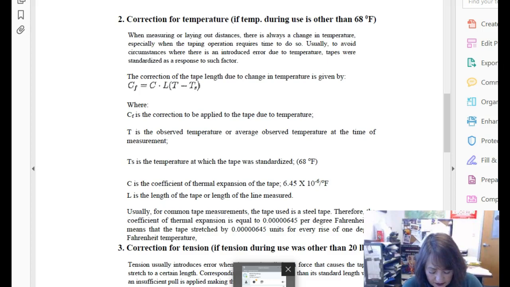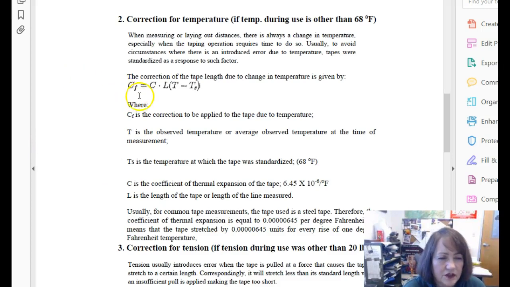If the tape is short, that would mean that the temperature is lower than the standardization temperature, and it would be exactly the opposite. On the ground, if we had, say, 100 feet, the tape would come up short. Let's do it this way because I want to write it the same way. The ground number would be 100, but the tape number would be actually longer than that. So you would take the tape distance and subtract the correction from that in order to make this correction.